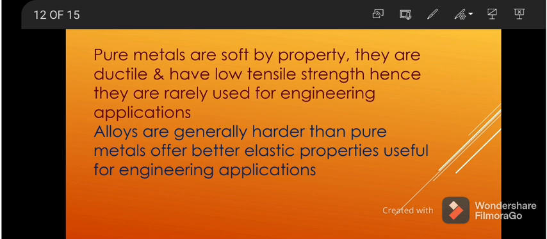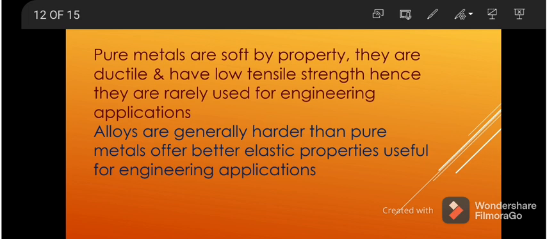Now, one point we must know. The pure metals, for example pure iron, pure copper, pure silver, pure gold, are all soft materials. Such soft materials we cannot use for applications in engineering. They are ductile. You can beat them and change the shape without cracking them. When they are ductile, their shape and size can be changed by hammering.